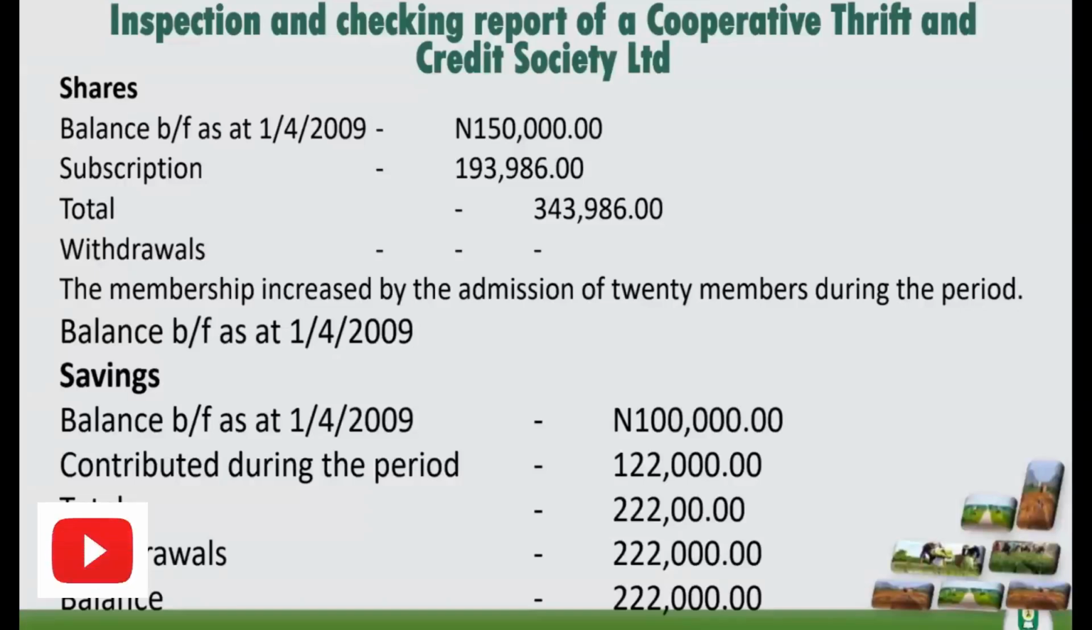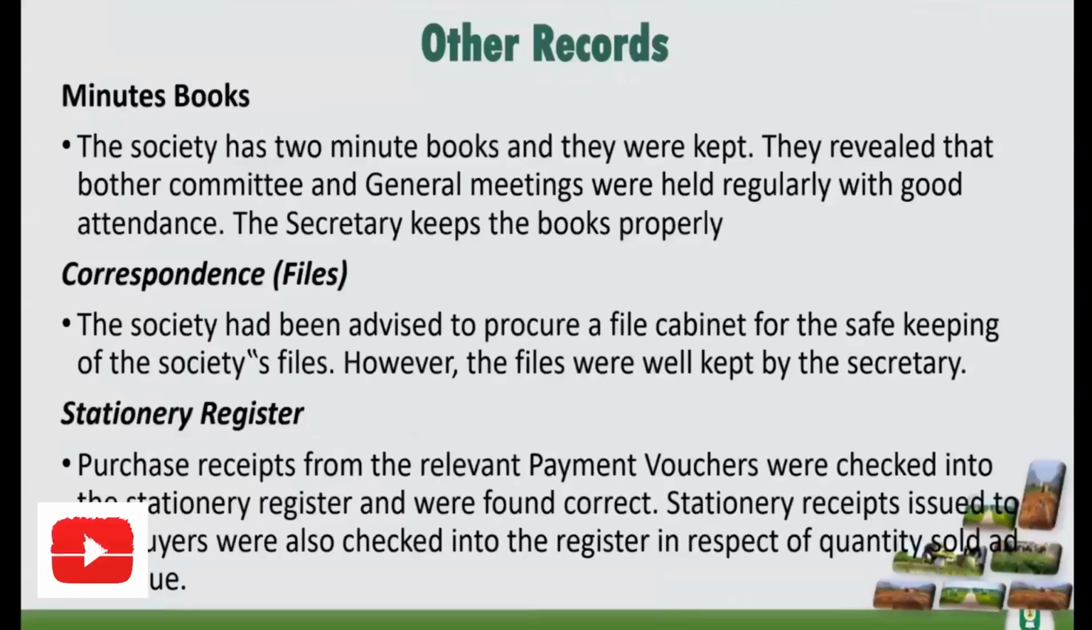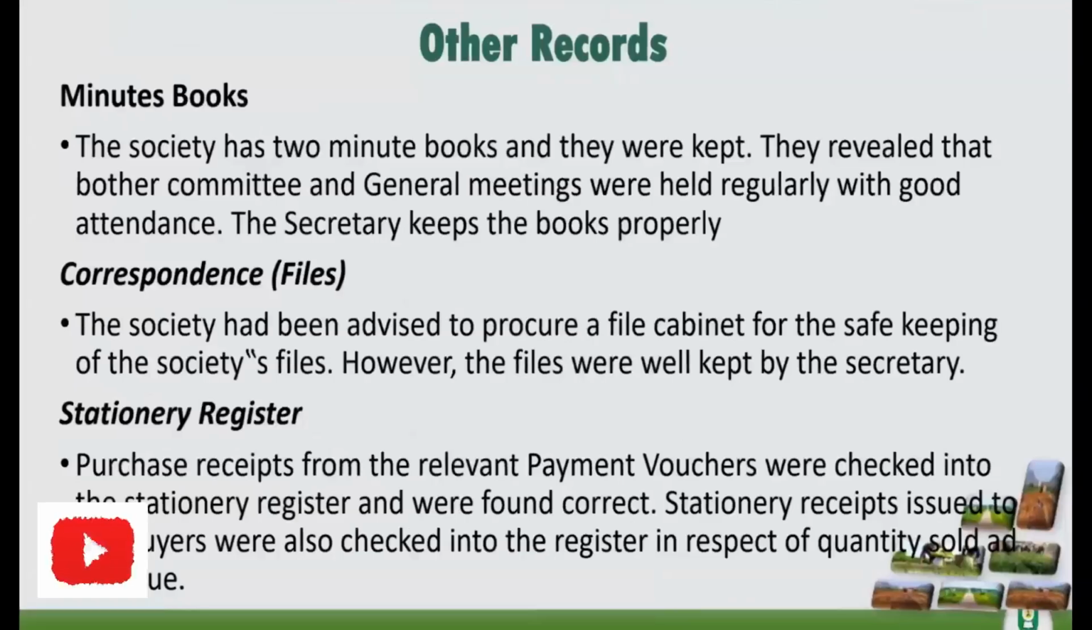I don't think this should be correct, but that's what we have here. Other records that you can present in the report is the minutes book. The society has 2 minutes books, and they were kept. They revealed that both committee and general meetings were held regularly with good attendance. The secretary keeps the book properly.